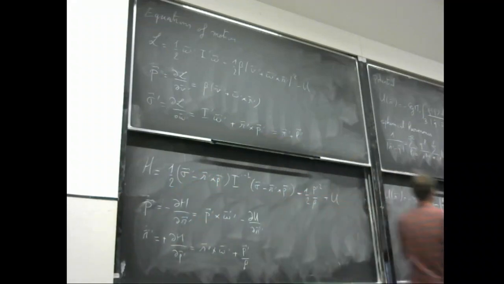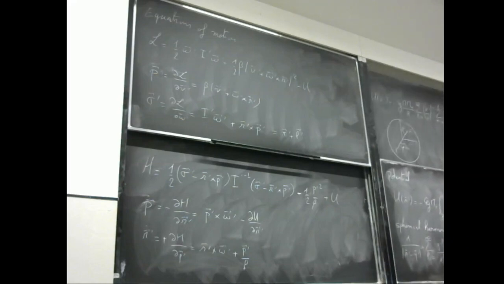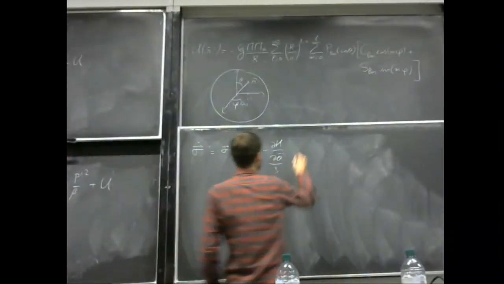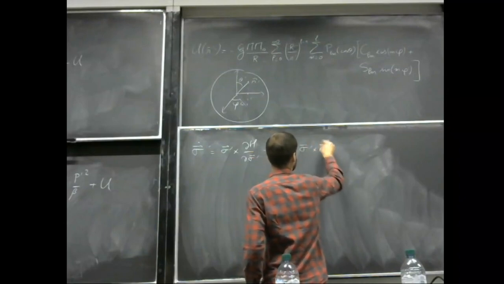So this is for the translation motion, and for the rotation, we'll have sigma prime dot. So if you remember, it's sigma prime times dH over d sigma prime minus dH over d theta prime. But here there is no dependency on the rotation. So this is zero. And we end up just with sigma prime times omega prime.